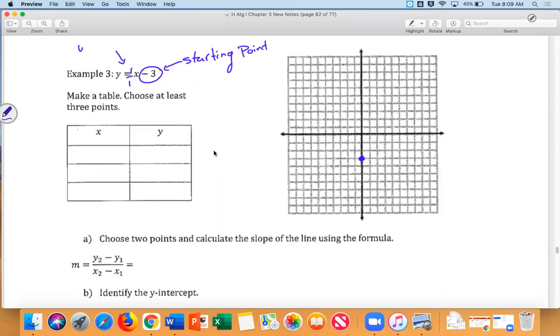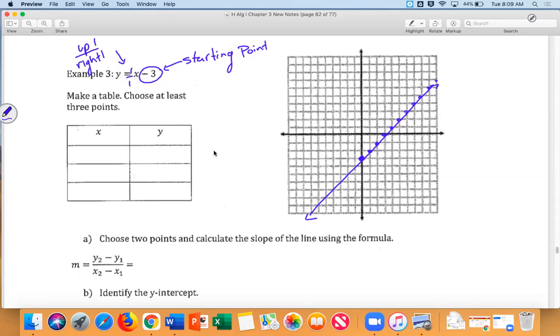And that tells me to go up 1 and to the right 1 because they're positive. So from -3, I go up 1 to the right 1, up 1 to the right 1, up 1 to the right 1, so on and so on. Sometimes I like to do it till I run out of points. Connect your dots, and that's your line.